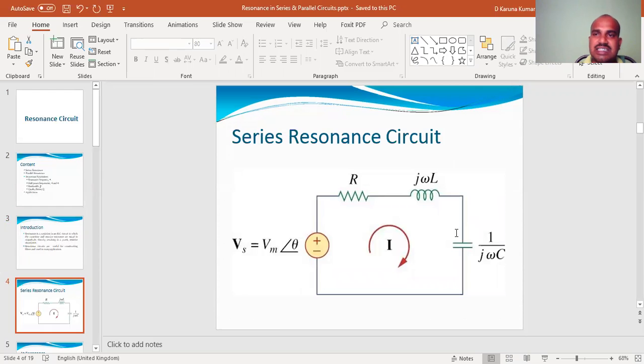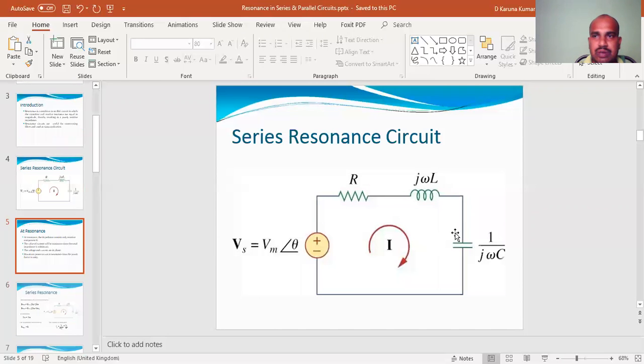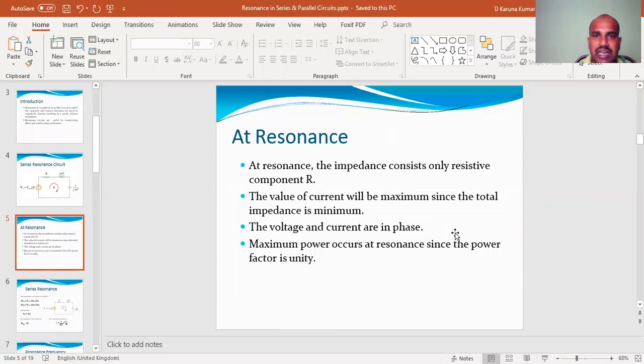First of all, series resonance. In a series RLC circuit, consider a circuit consisting of one resistance, one inductance, and one capacitance. Now apply a voltage to the three elements: Vs equal to Vm sin omega t. At resonance, the impedance consists only of the resistive component R because XL minus XC equals 0, so XL equals XC. The value of current will be maximum because the impedance is minimum.